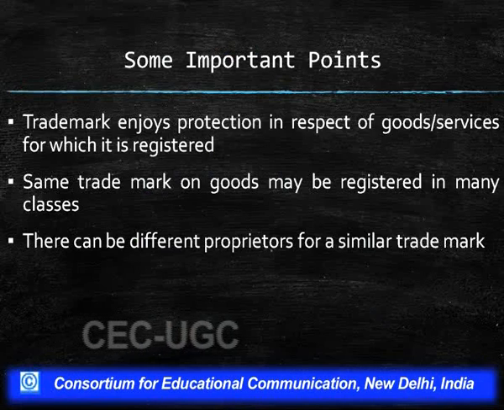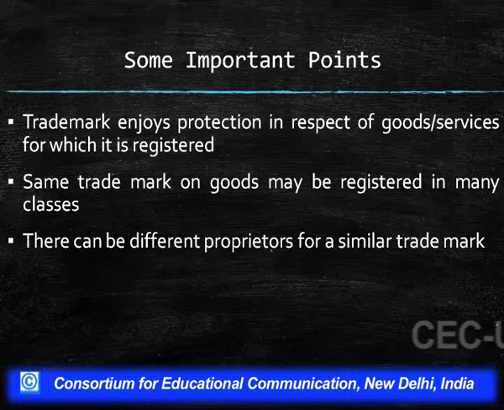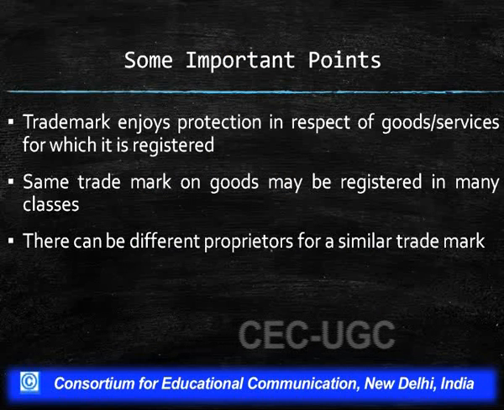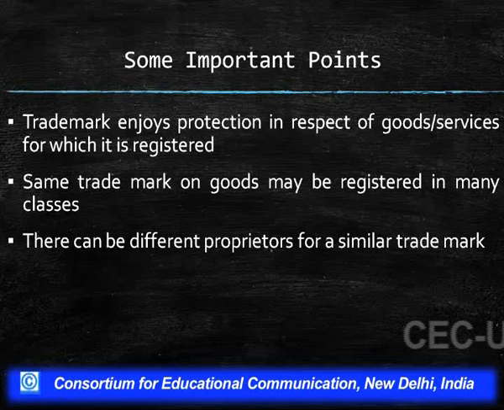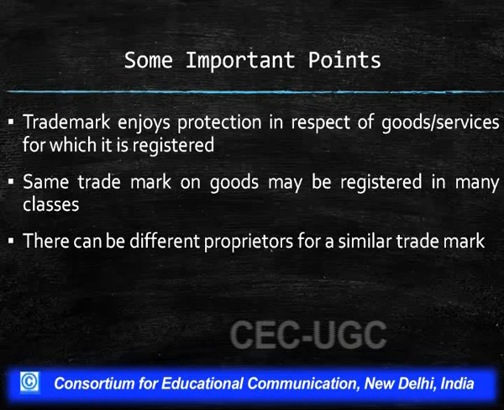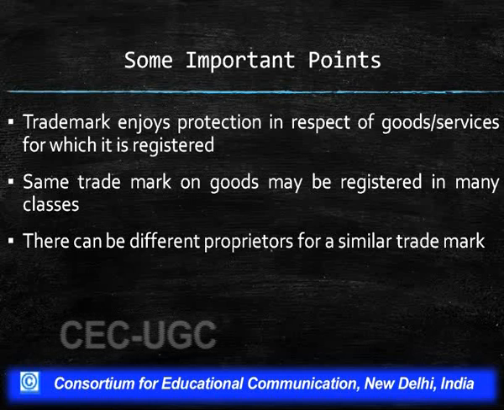Well, friends, I have one instance to make you understand this point, that there can be different proprietors for a similar trademark. The trademark is similar, but different proprietors are using it. It's a situation which looks very unfamiliar, because it is not allowed to use a similar trademark by different proprietors unless they both have either registered it or they both have got the distinctiveness, or acquired the distinctiveness, over their respective trademarks. I have an example to make you understand.